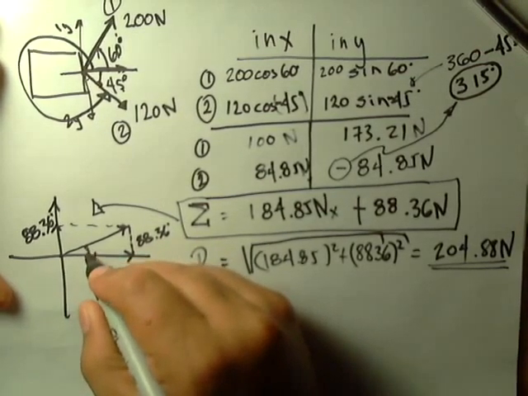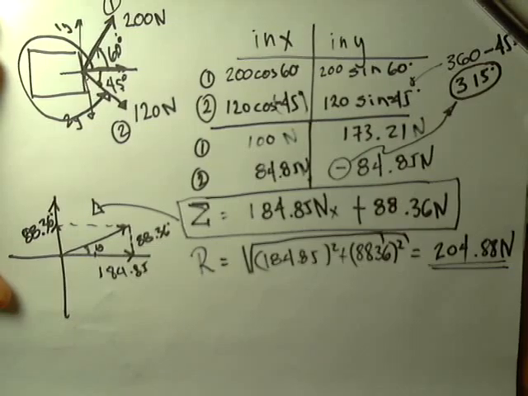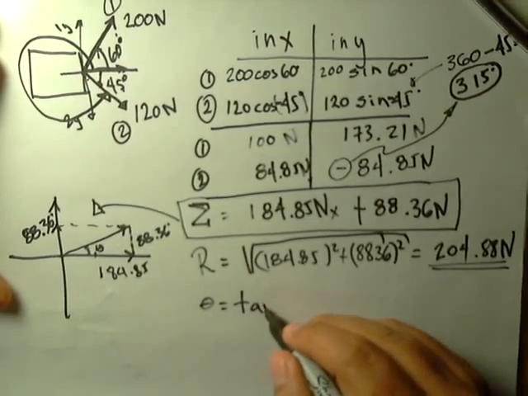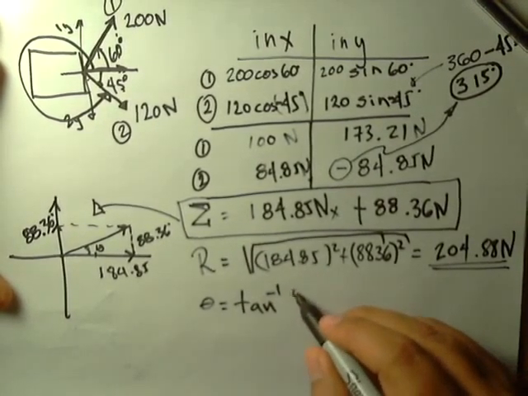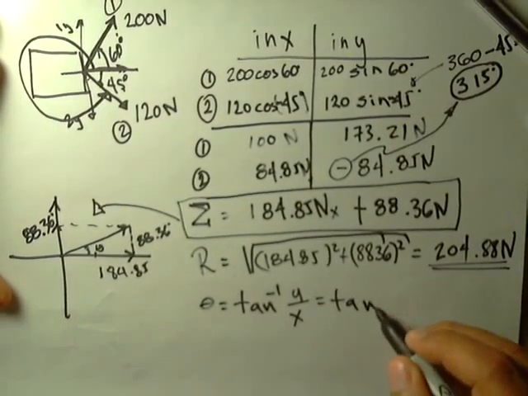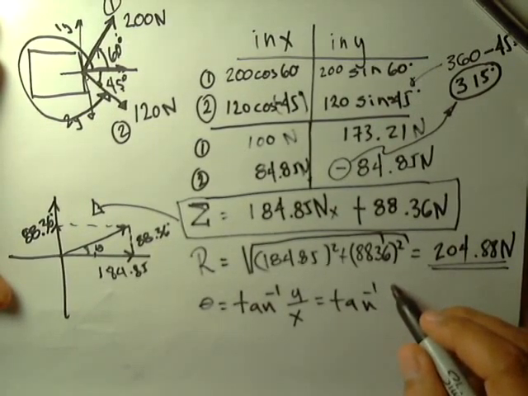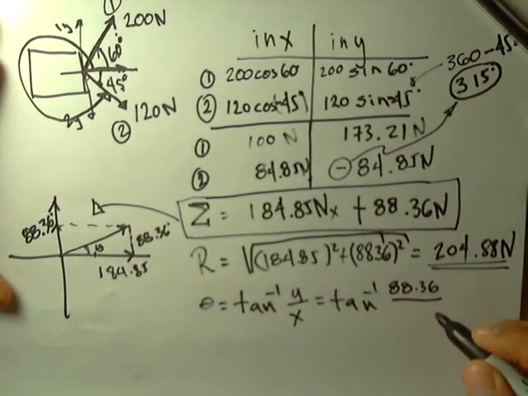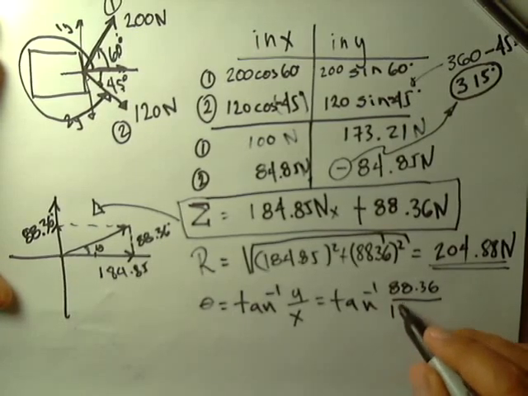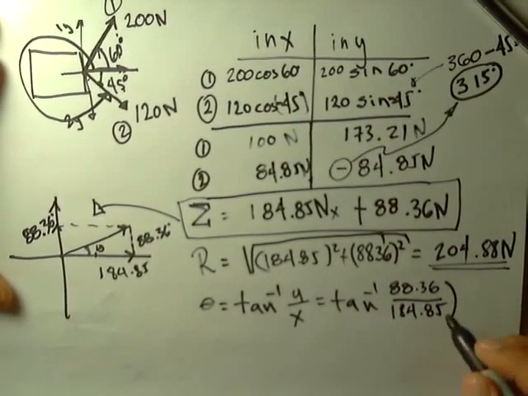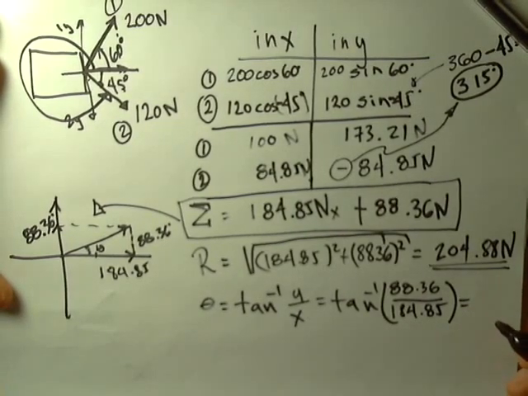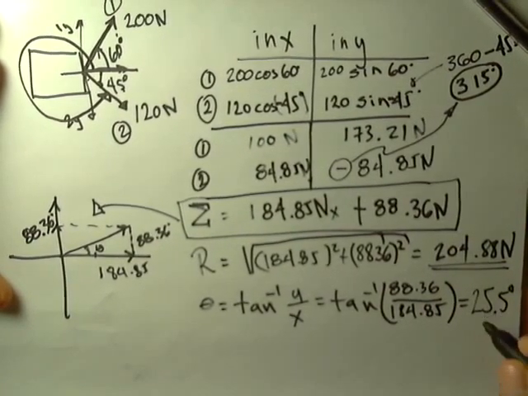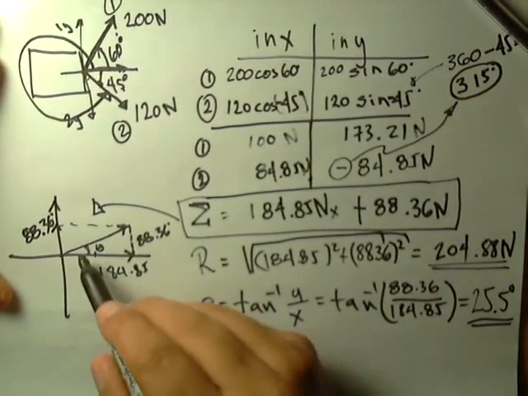Now, what direction will that be? What angle shall we have? Well, we have the inverse tangent of y over x, meaning the inverse tangent of y, which is 88.36, over 184.85, yes, and our angle is going to be 25.5 degrees. So basically that is our angle.